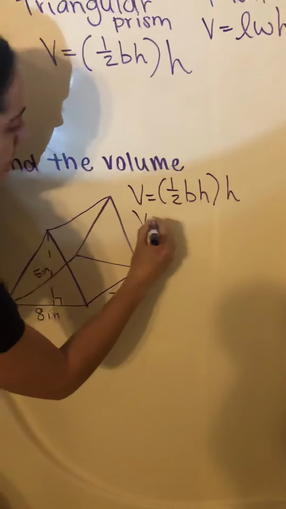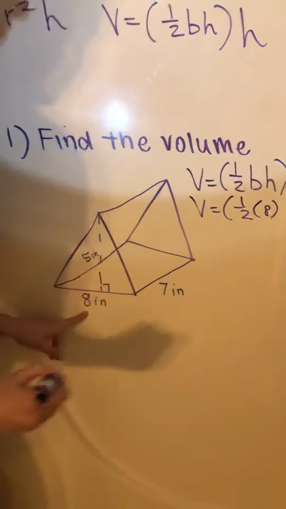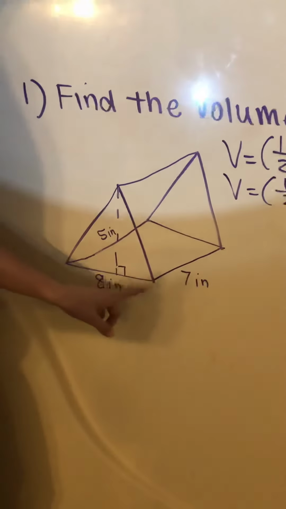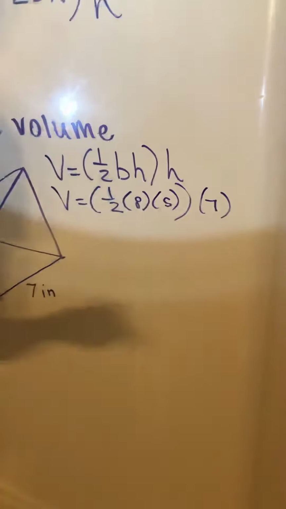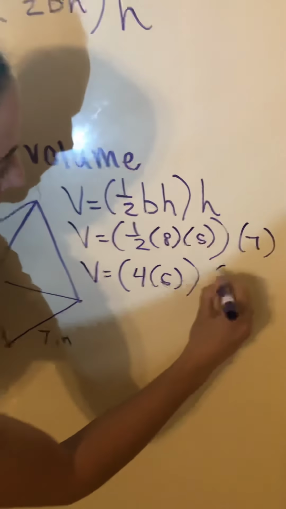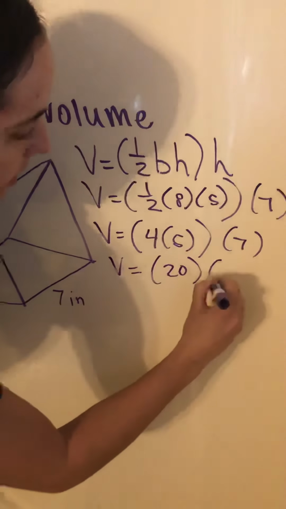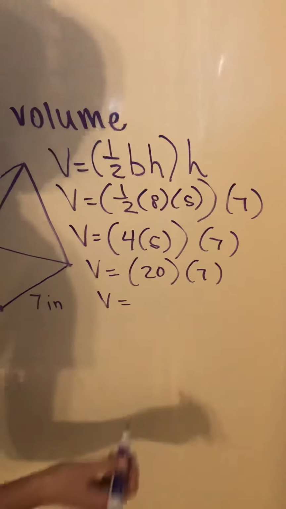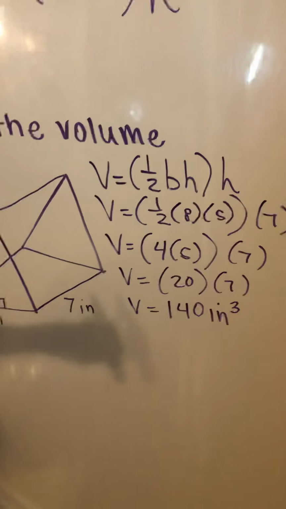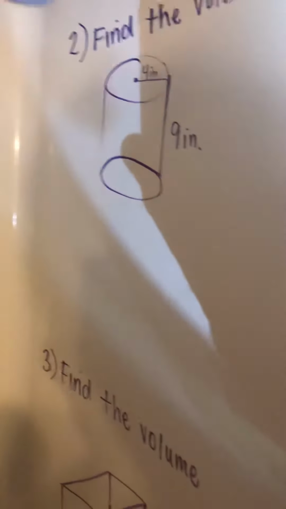Okay, so we're going to substitute here. Let me show you. 1/2 base is 8 times height of the base is going to be 5 times height of the prism from base to base is 7. And now we're going to solve. 1/2 of 8 is 4 times 5 times 7. 4 times 5 is 20 times 7. And 20 times 7 is 140 inches cubed. With volume, your units are always cubed because it's 3-dimensional. Okay. All right, let's do a couple more, number 2 and 3.